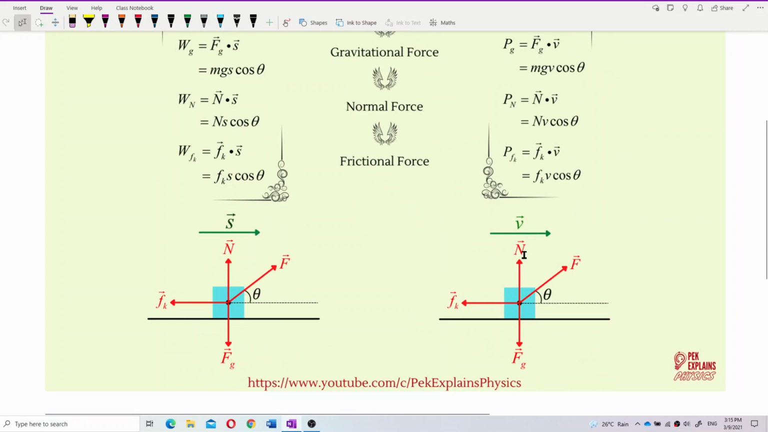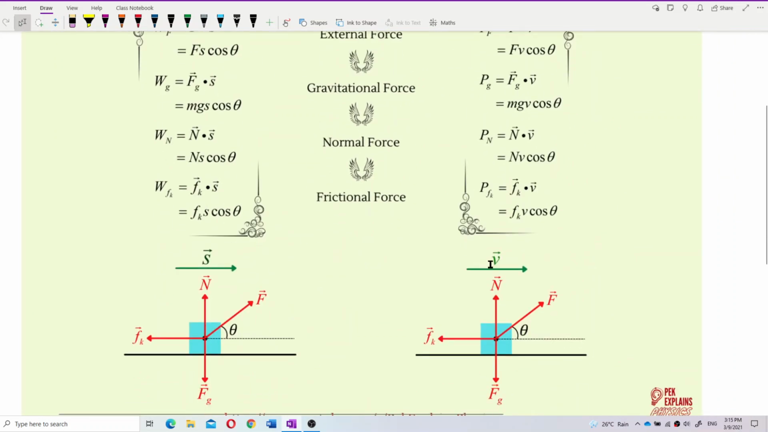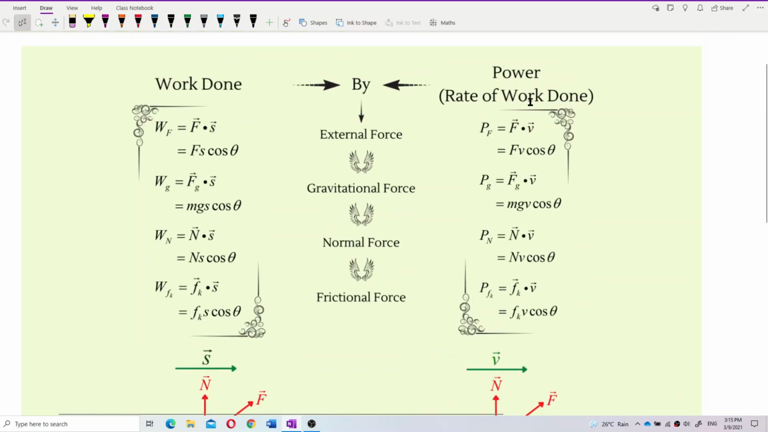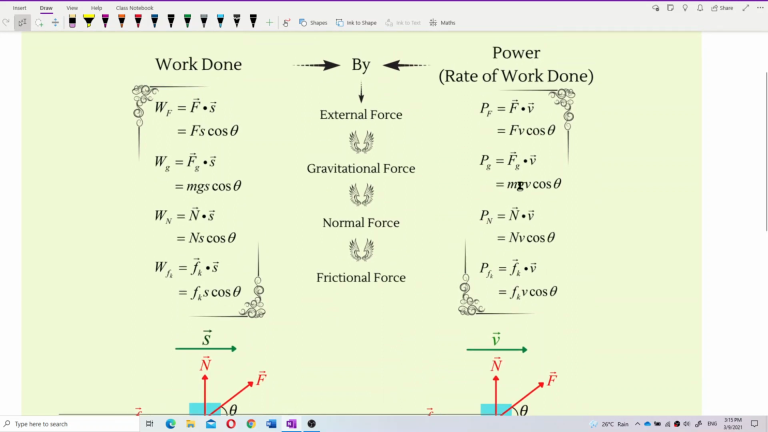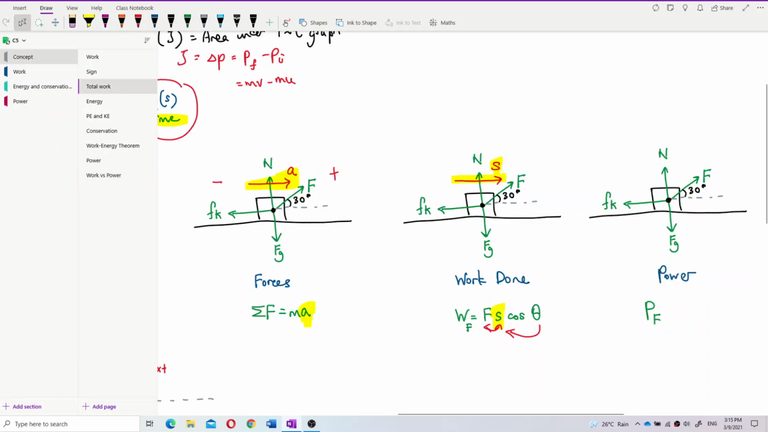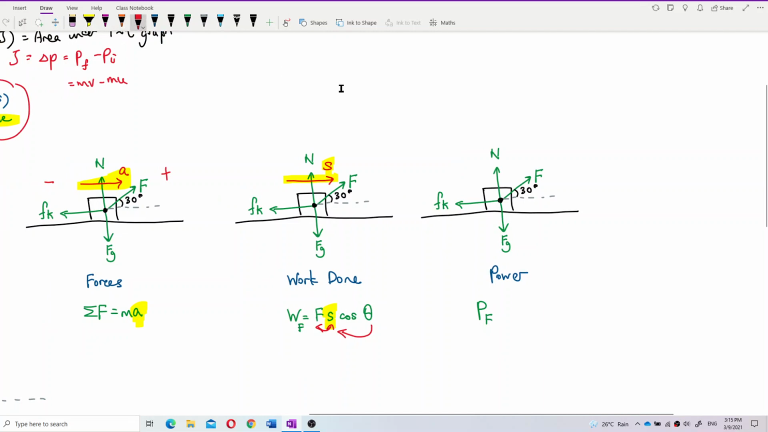So the difference is, for work done, we draw displacement. For power, we draw velocity, because we compare with velocity. Do you see that? We compare all with velocity. For work done, we compare with displacement. So power uses velocity, work done uses displacement. In a later video, I will explain about this. So for the free body diagram for power, we need to draw velocity.